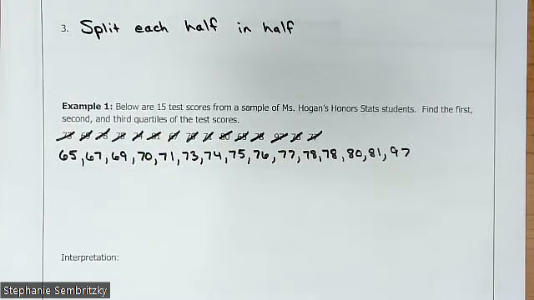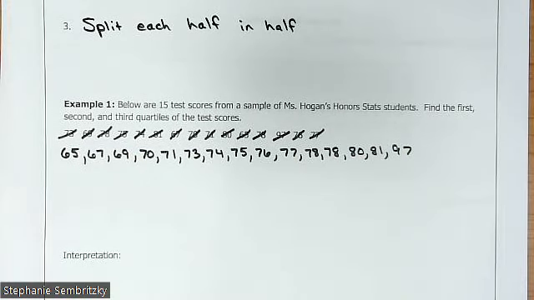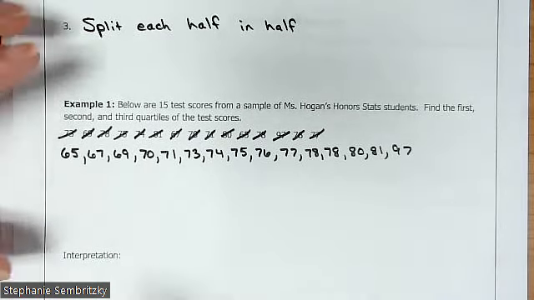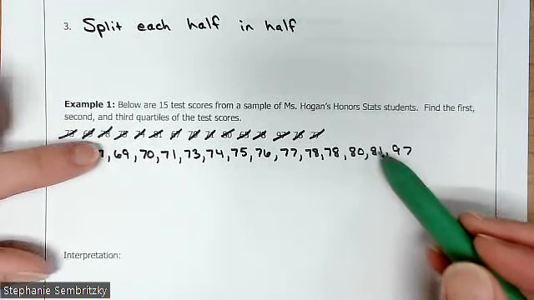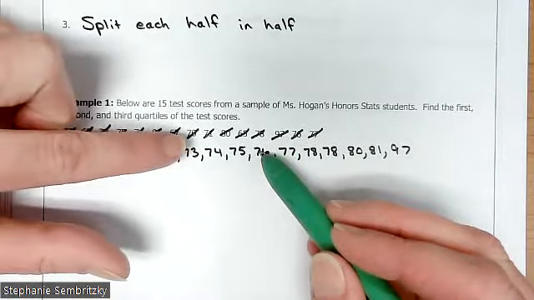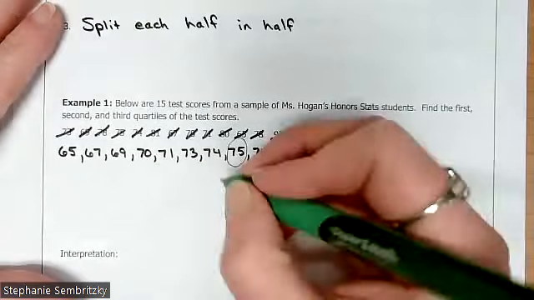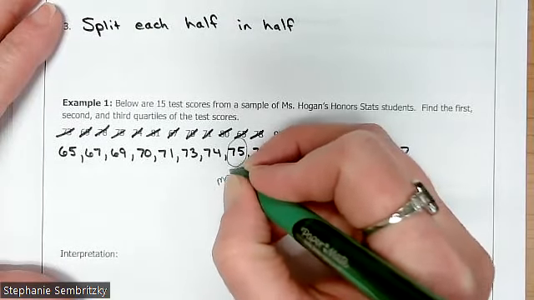Now, to find the median, you can either do it the old-fashioned way of counting all the way in, or think about it. 15, what's half of 15? 7.5. So if I count in 7 each way, I'm going to meet the middle. So if I count in 7 each way, 1, 2, 3, 4, 5, 6, 7, 1, 2, 3, 4, 5, 6, 7. The middle number is my median.